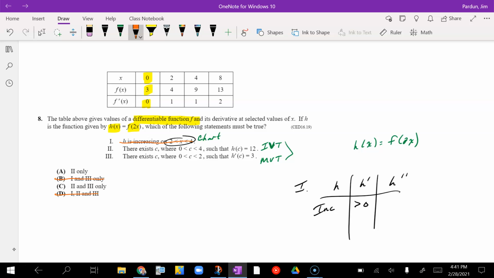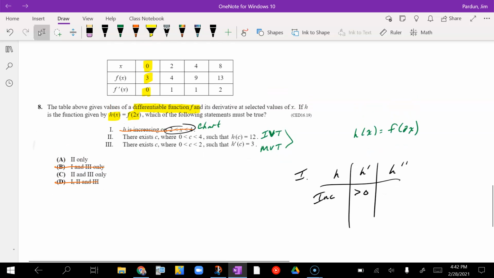Now, if I'm running tight on time on a test, then now I've narrowed it down to a 50-50 guess. So that's better than a 25% chance of getting it right.